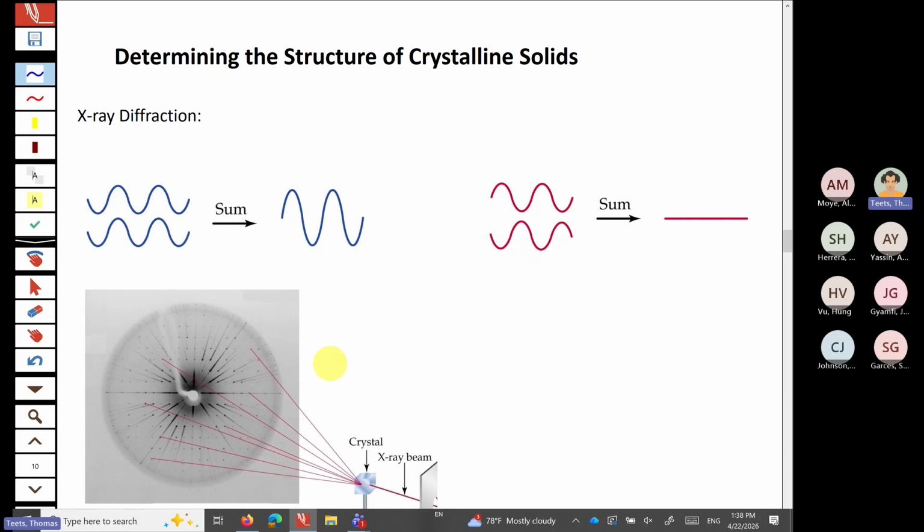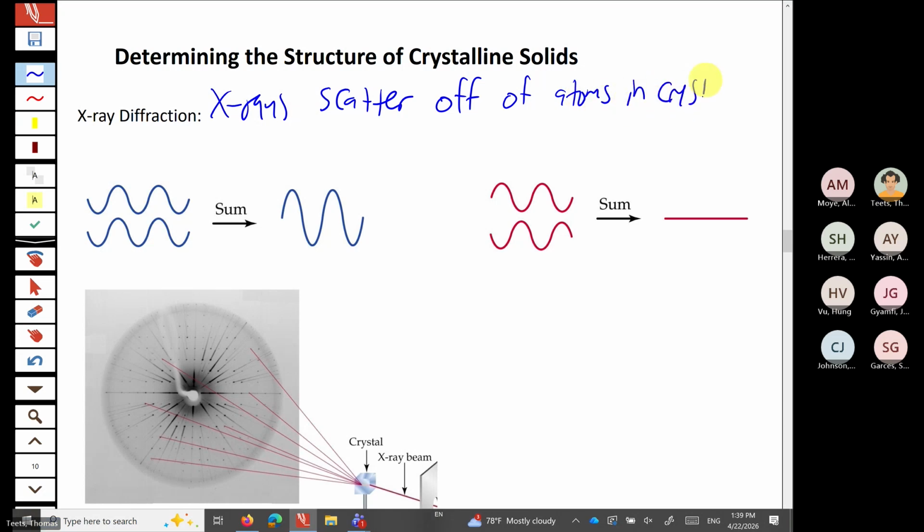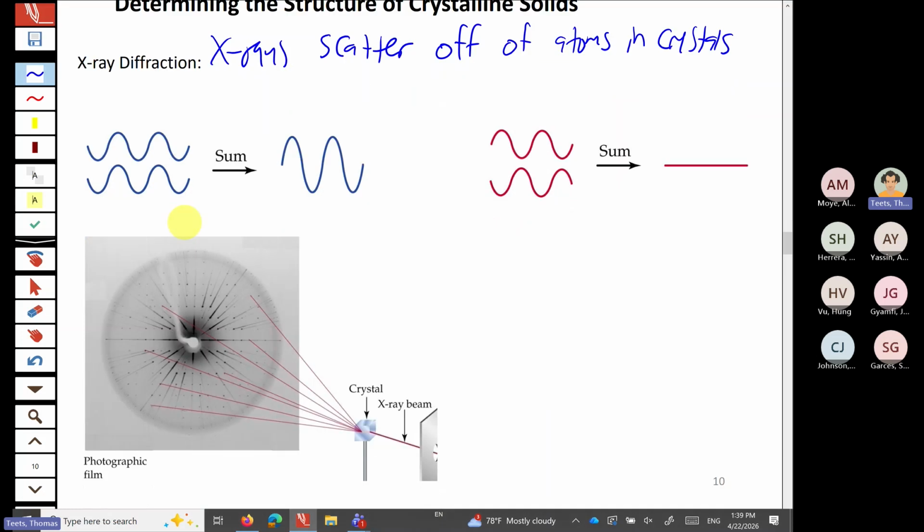And so when X-rays hit these regular arrays of atoms, they diffract in all directions, okay? So that's basically the experiment. It's a scattering experiment where X-rays scatter off of atoms in crystals, where those regular repeating atoms can be thought of as a diffraction grating at some level. Now, when that happens, there's two possibilities. Your primary X-ray beam strikes the crystal, and then because of the interaction with the atoms in the crystal, they diffract in a bunch of different directions.